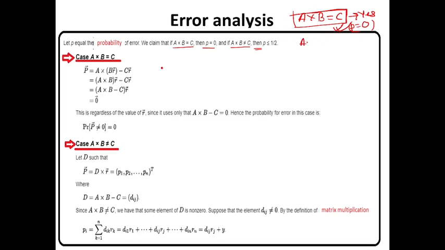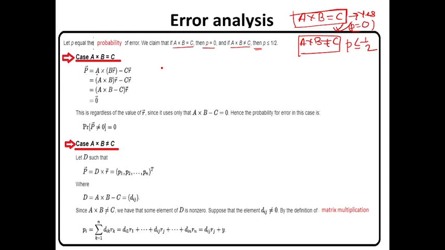But when A cross B not equal to C, that probability is very less also. In fact, the probability of error when A cross B is not equal to C is less than or equal to half. That you are going to see. We are claiming that. Now see how it will happen. So first, A cross B equal to C.